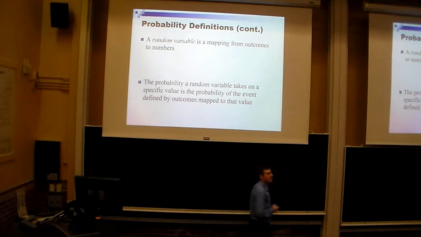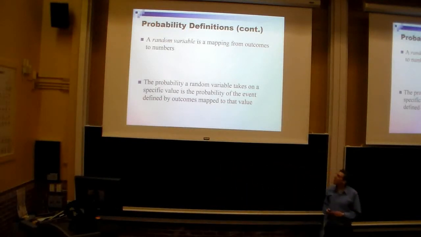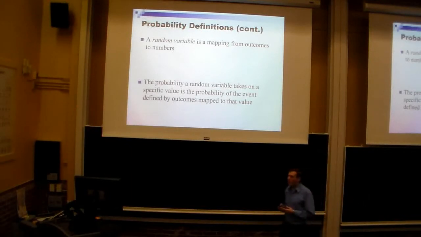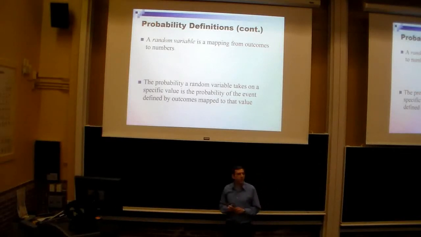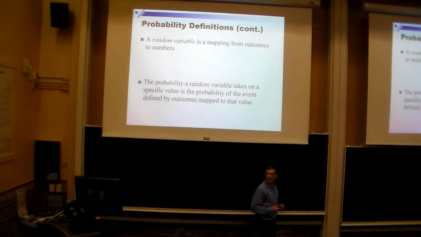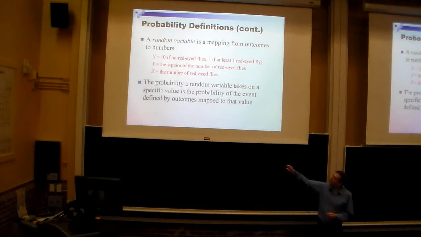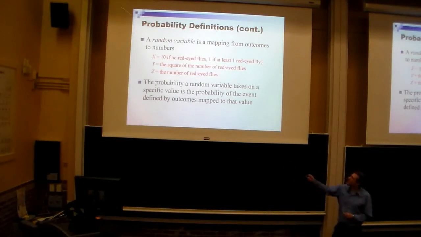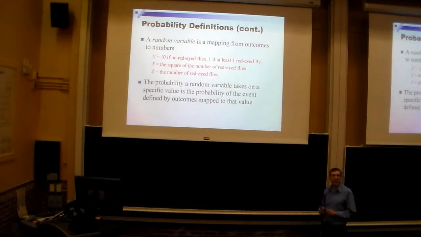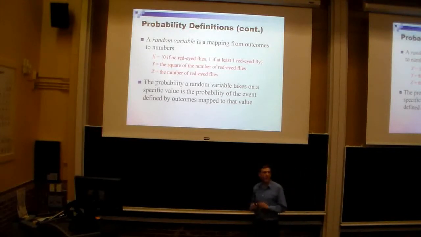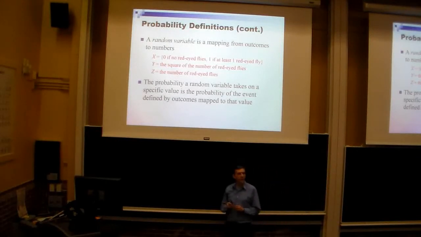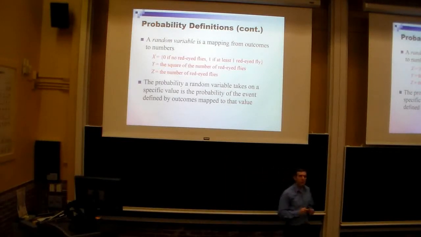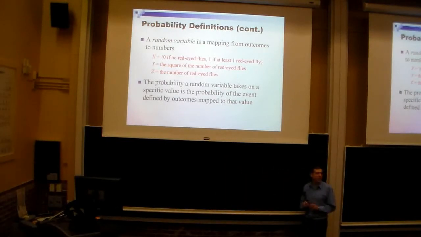Right, so the next concept we're going to need, which is really important for understanding statistics, is the concept of a random variable. So a random variable is simply a way of assigning numbers to our outcomes. And an example of this might be the random variable x, which we will define to be 0 if we have no red-eyed flies and 1 if we have at least one red-eyed fly. So in other words, x is the random variable that assigns 0 to the outcome white-white, and it assigns 1 to the outcome white-red, 1 to the outcome red-white, and 1 to the outcome red-red. That would be one example of a random variable.